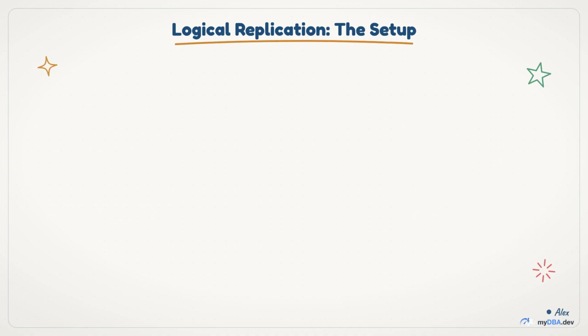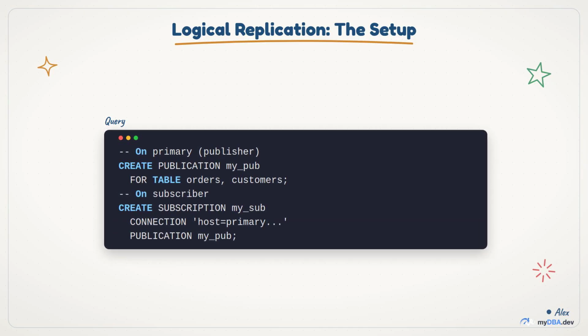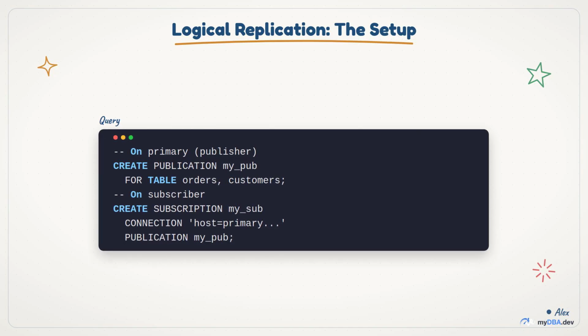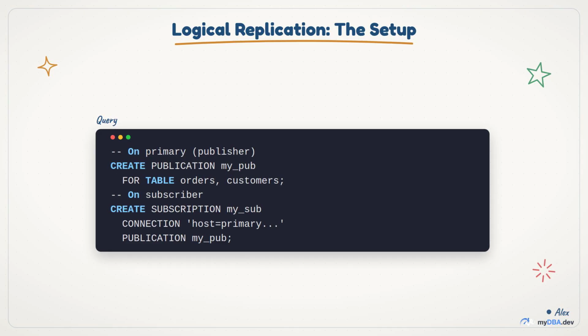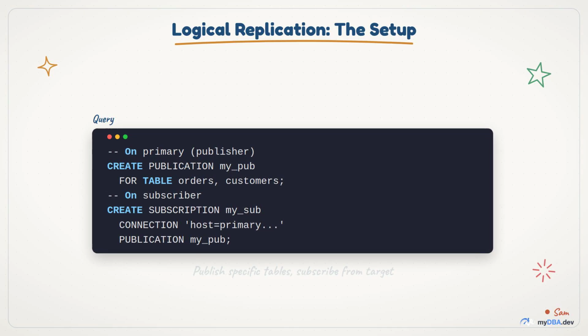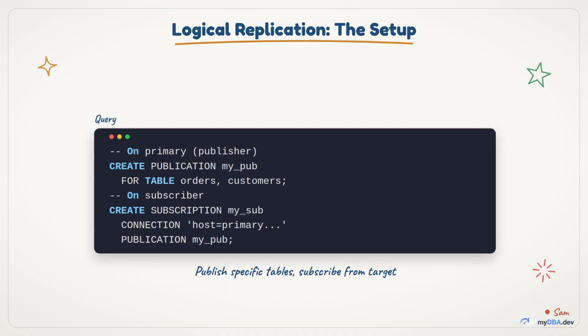Setting it up is straightforward. On the publisher, you create a publication for the tables you want. Then on the subscriber, you create a subscription pointing to that publication. Two commands. Just remember, wal_level has to be set to logical on the publisher, and the tables need to already exist on the subscriber with matching structure. Logical replication doesn't replicate DDL for you.